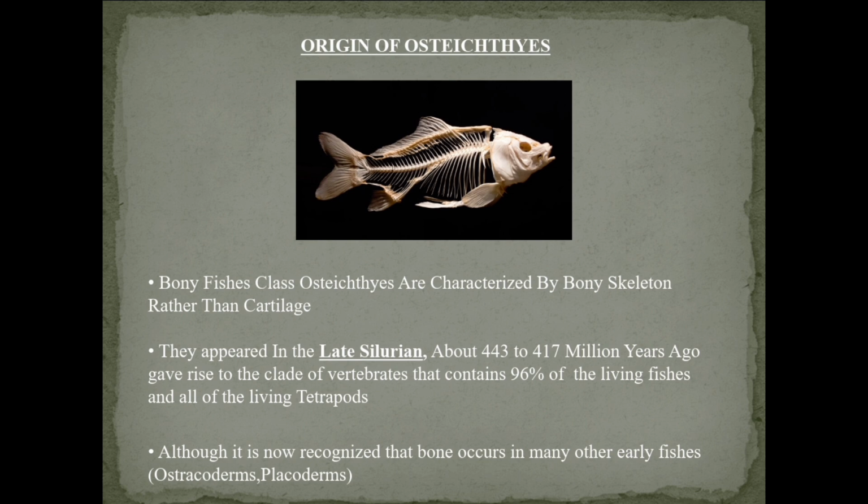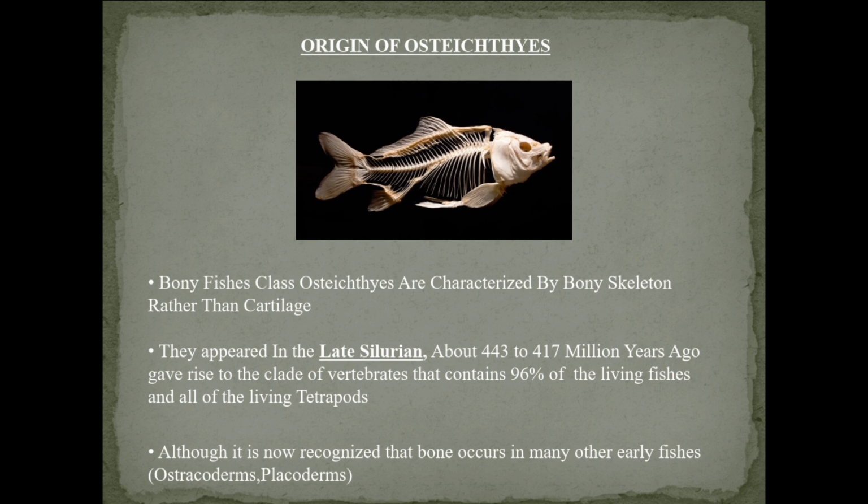So, what do you mean by the Silurian period? The Silurian period is a geological period, found about 443 to 417 million years ago. In this period, the sea animals really started to grow in numbers and gave rise to the clade of vertebrates.